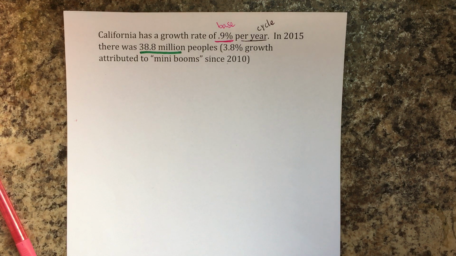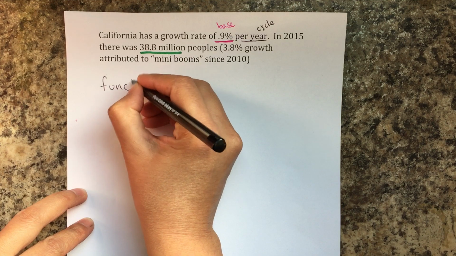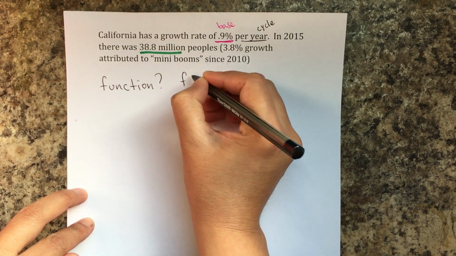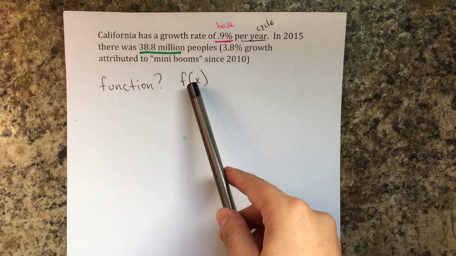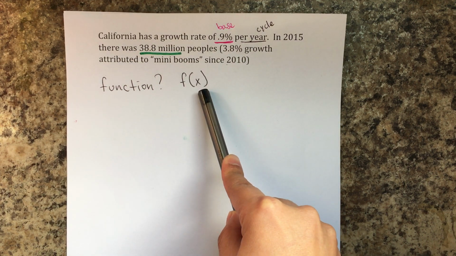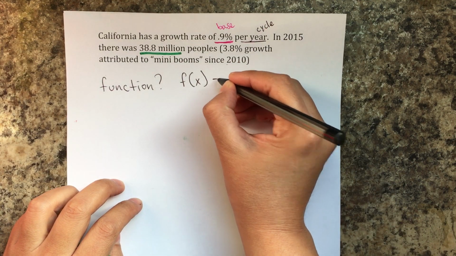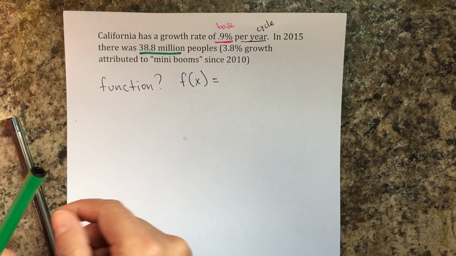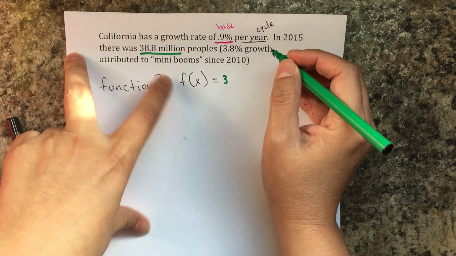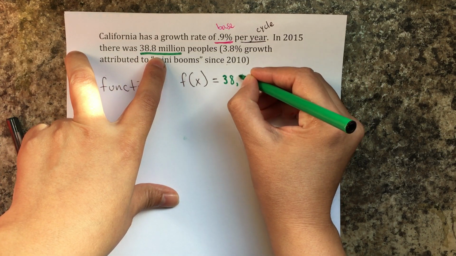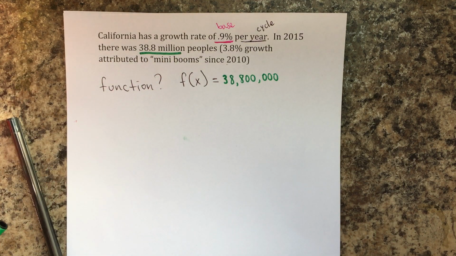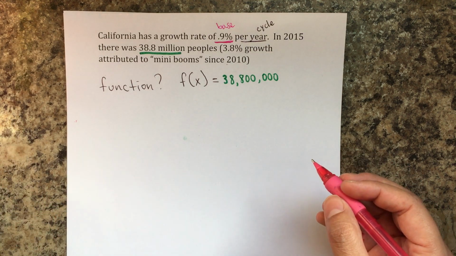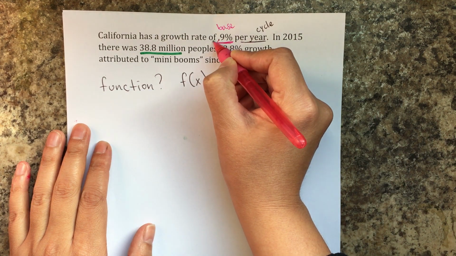And so how would you write a function? What is the function of this scenario? Well, we always have f of x. Remember that this can vary. You can actually say p of y, population for every year. Okay, so p of y, if you want to, equals the initial point, which is 38.8 million, is the same as 38,800,000 people.